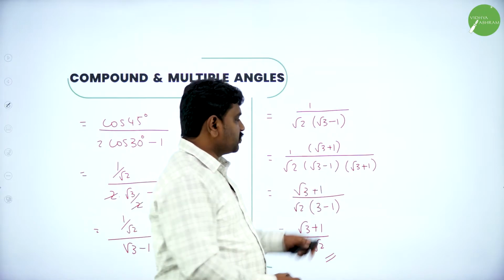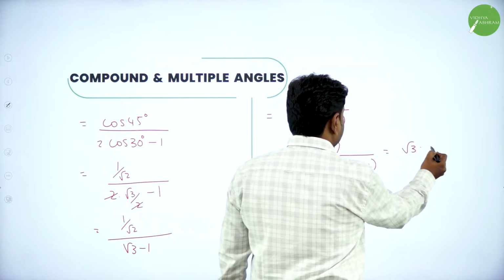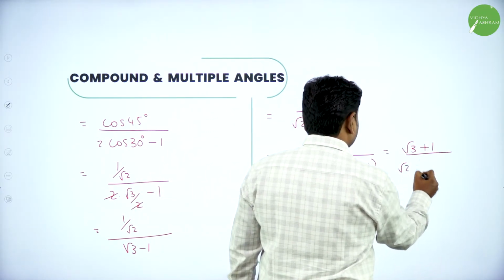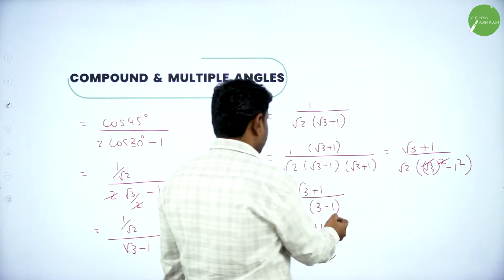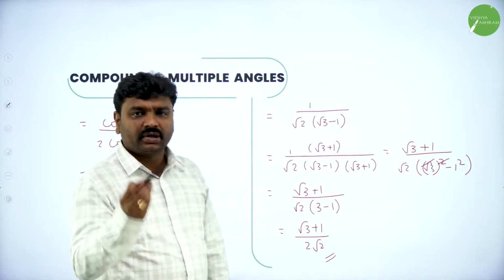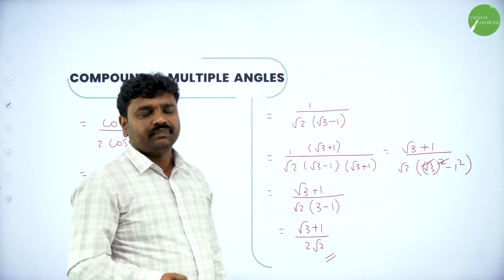Here a plus b into a minus b becomes a square minus b square. Numerator is root 3 plus 1, denominator root 2 into root 3 whole square minus 1 square. Root 3 whole square becomes 3. 3 minus 1 is 2. So cos 15 you will get root 3 plus 1 by 2 root 2.